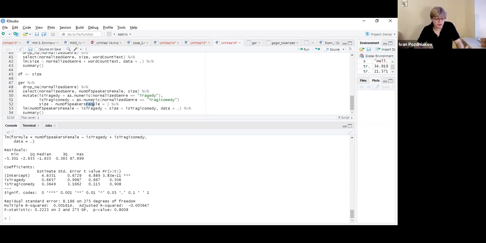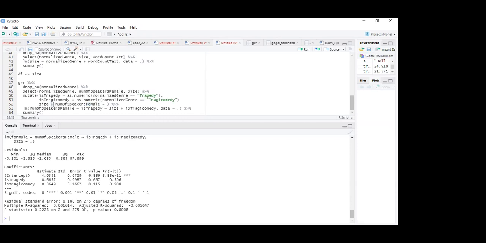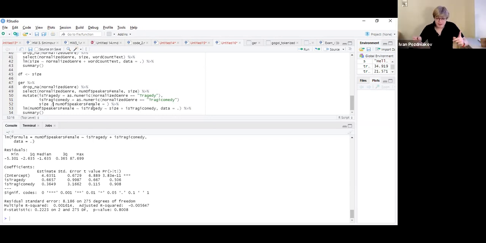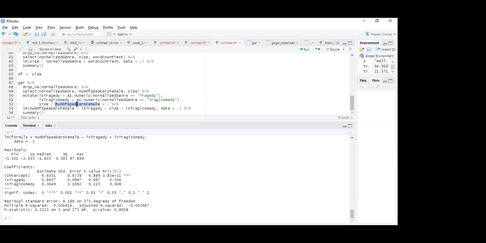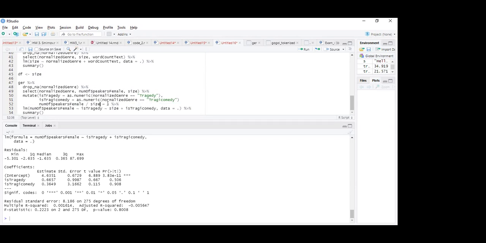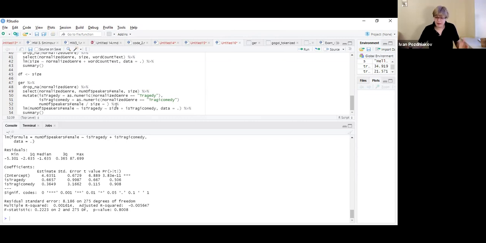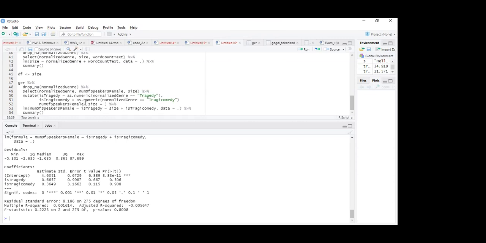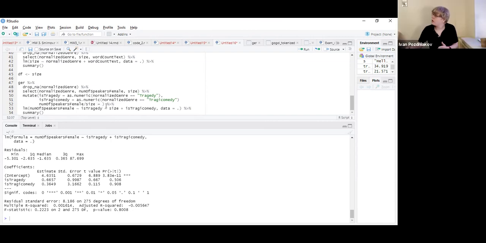And to get a ratio, you usually want to divide something. The number of speakers will always be lower than or the same as the size, so it cannot be bigger than the size, right? And you can even explore this variable. You will get values from 0 to 1. Actually, it's not good for linear regression where you have a bounded variable, but sometimes it's pretty much okay, especially in cases where you don't have many zeros and ones.